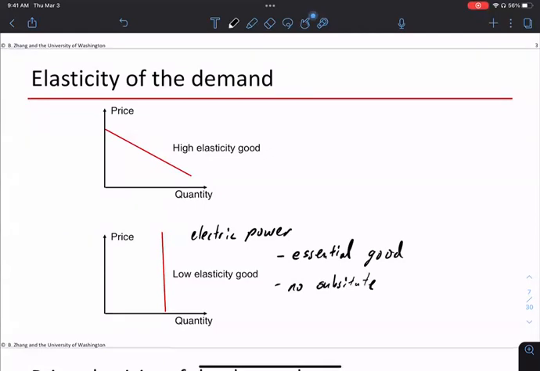Okay, so no substitution means if I don't have power, there are no other things I can use to replace power. Right? So that's why my quantity is sort of fixed. I have a pretty narrow price range. Okay, and this can cause, for example, huge swings in price.